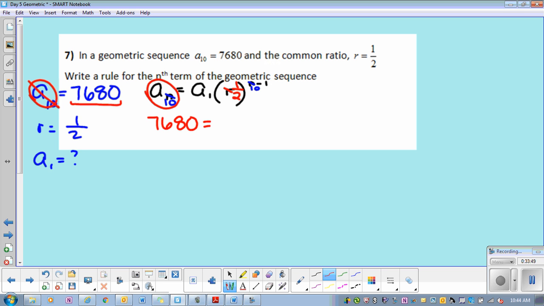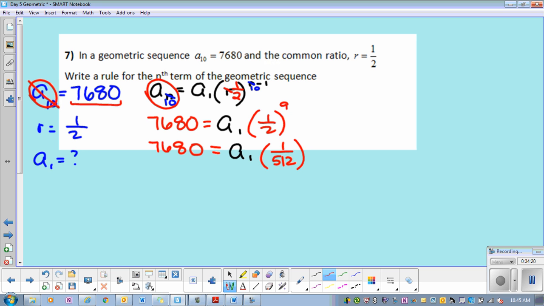Alright? So we have 7,680 equals a sub 1 times 1/2 to the what? What's 10 minus 1? 9. What is 1/2 to the 9th power? Give me the fraction, please. Okay, 1 over 512.